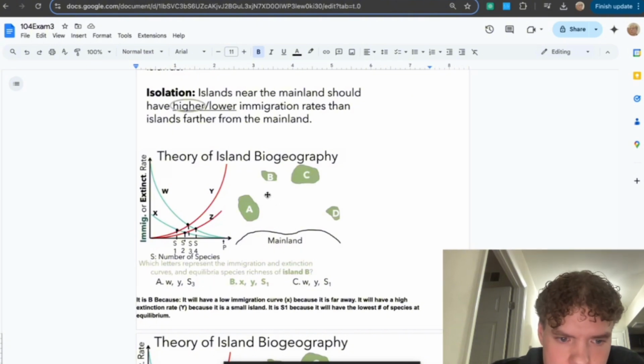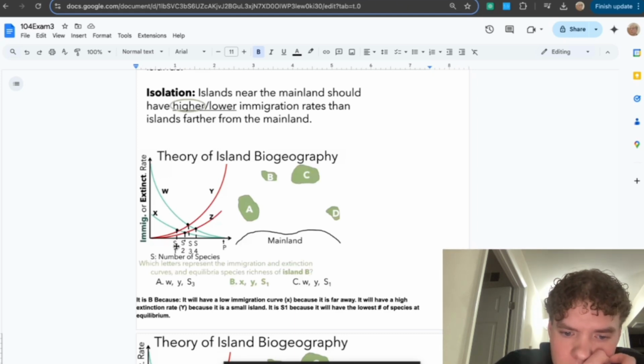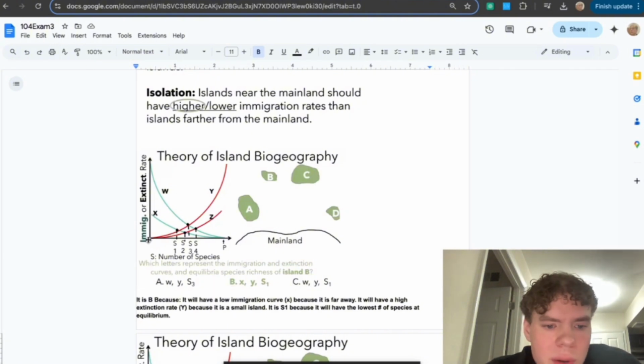Which letters represent the immigration and extinction curves of island B? So it's going to be B, which is X, Y, S1. It is B because it will have a low immigration curve because it is far away. It doesn't really tell you which one is immigration, and that would be helpful. But it's going to be S1 here, because it's going to have low immigration but high extinction. So it's going to be that extreme there.